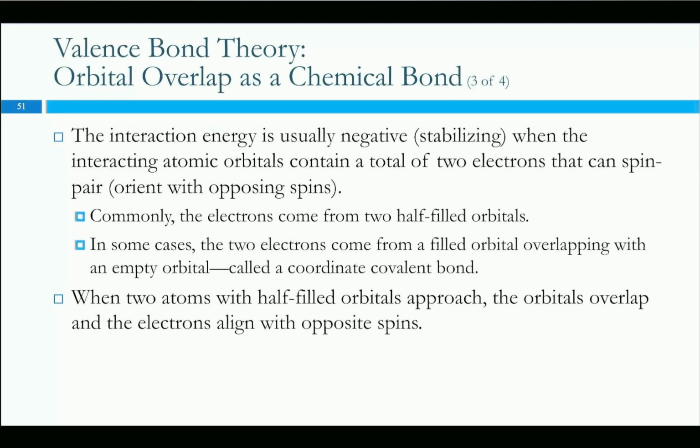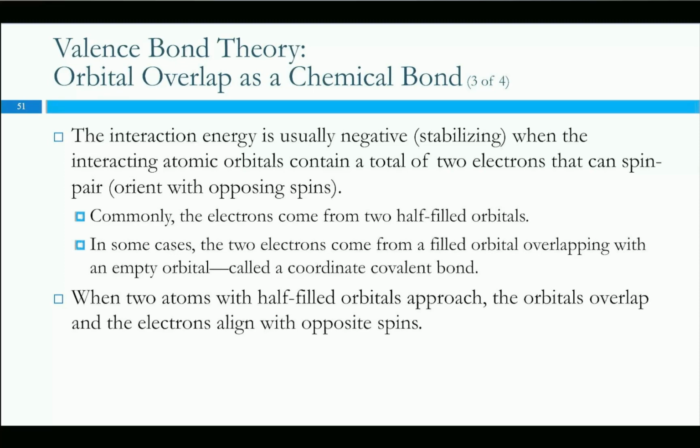So the interaction energy is usually negative, meaning it's stabilizing. Just like with the electrons, where we saw the electron away from the nucleus, we said that was 0, and as it gets closer to the nucleus, that becomes a larger and larger negative energy. So same thing here, where as they get closer, that potential energy, or the interaction energy, is negative. So we're getting into a lower energy state than the two things separated.